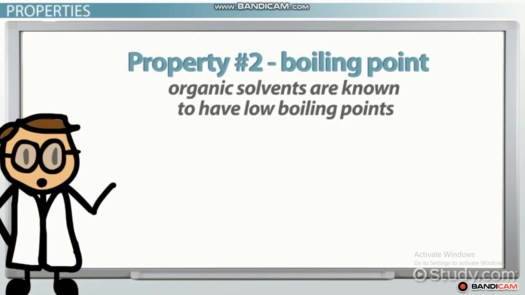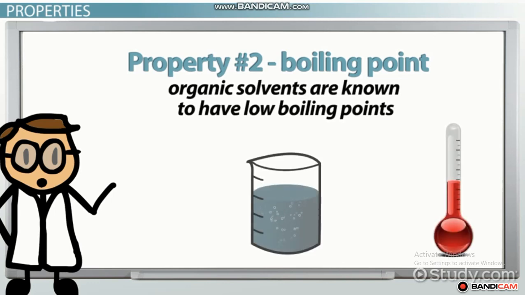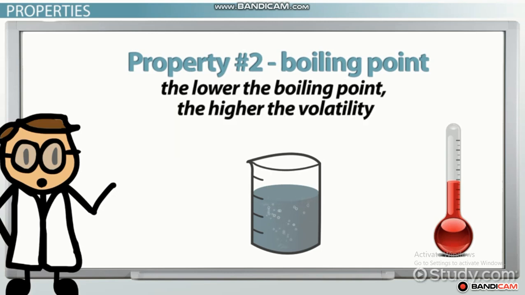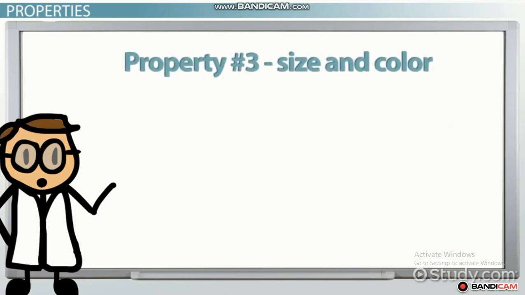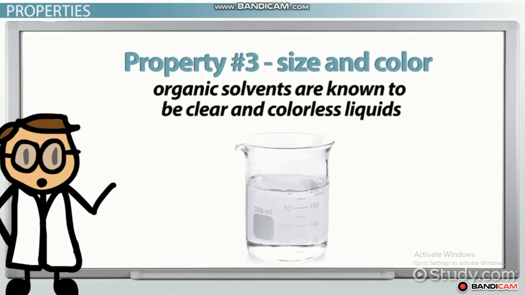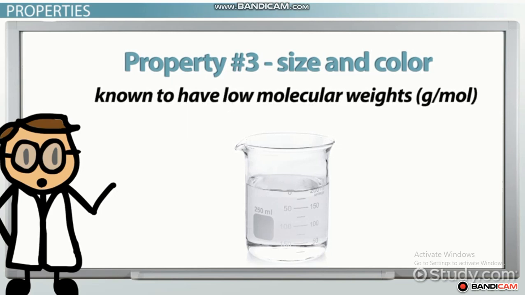Property number 2, boiling point. In general, organic solvents are known to have low boiling points. A low boiling point should make perfect sense in relation to volatility. Why do you ask? Well, the lower the boiling point, the higher the volatility, or easier it is for a substance to evaporate. Remember to keep this relationship between both physical properties in mind. Property number 3, size and color. Besides having a characteristic smell, organic solvents are known to be clear and colorless liquids. Additionally, they are also known to have low molecular weights, grams per mole.